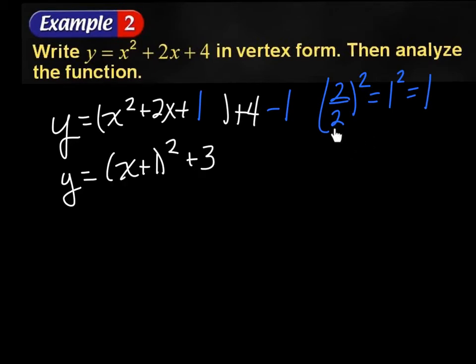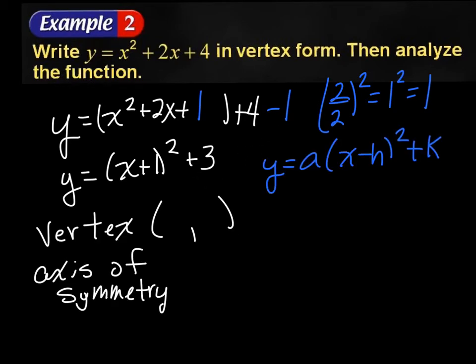When I did my completing the square process, I had 2 divided by 2 is 1, so my completed square is x plus 1 quantity squared. 4 minus 1 is 3, so now we're in vertex form. The vertex is going to be negative 1, 3, because it's x minus h, so I had to change the sign of my 1 there.